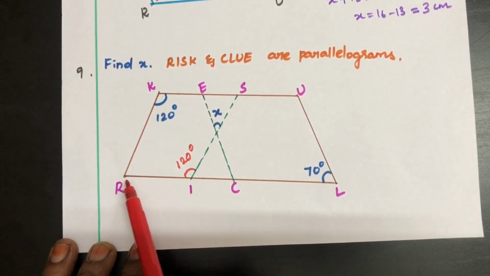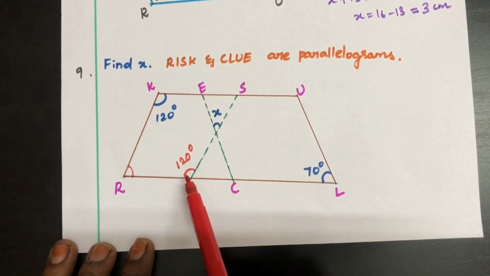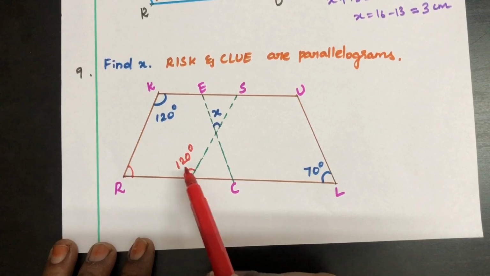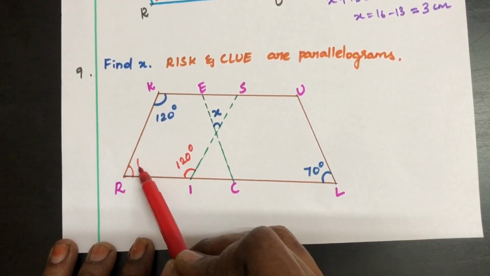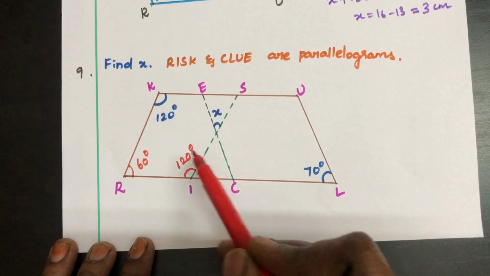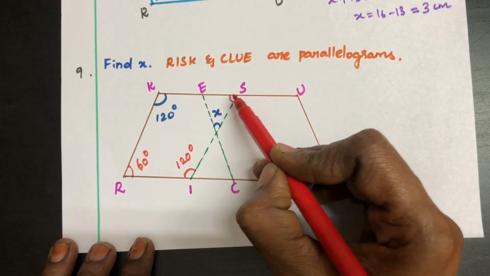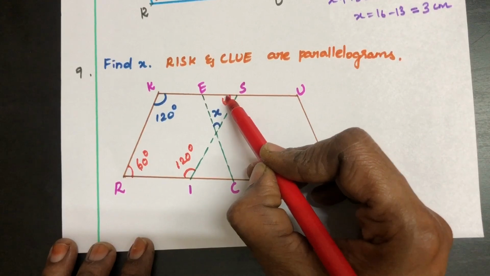Also, the adjacent angles must be supplementary. Supplementary means if you add this angle and this angle, it should give you 180 degree. So, 120 plus 60 degree only makes 180 degree, right? So, this is 60 degree. If this is 60 degree, this angle must be 60 degree.